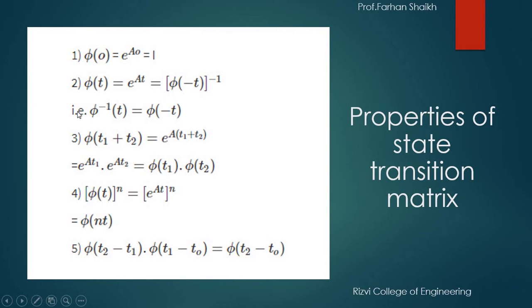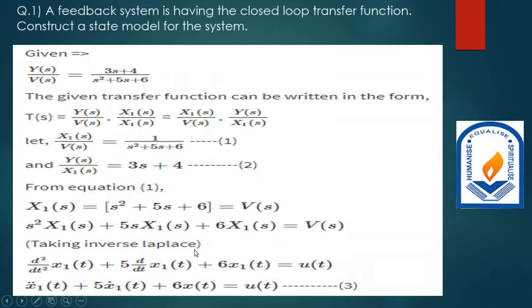Similarly, we have phi of t is equal to phi of minus t the whole raised to minus 1. That means it is an inverse property, like a mathematical property. Similarly, we have the different state transition matrix properties. So using these properties, we will solve some problems. Let's see the first problem as it is given.